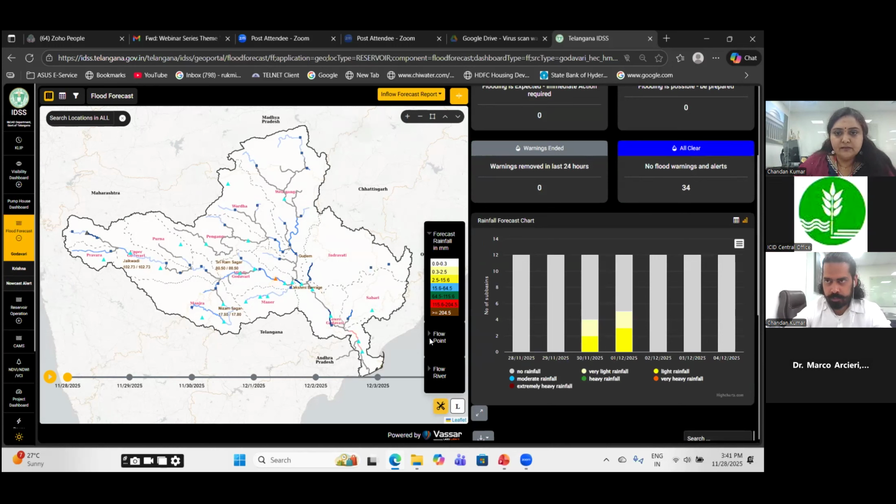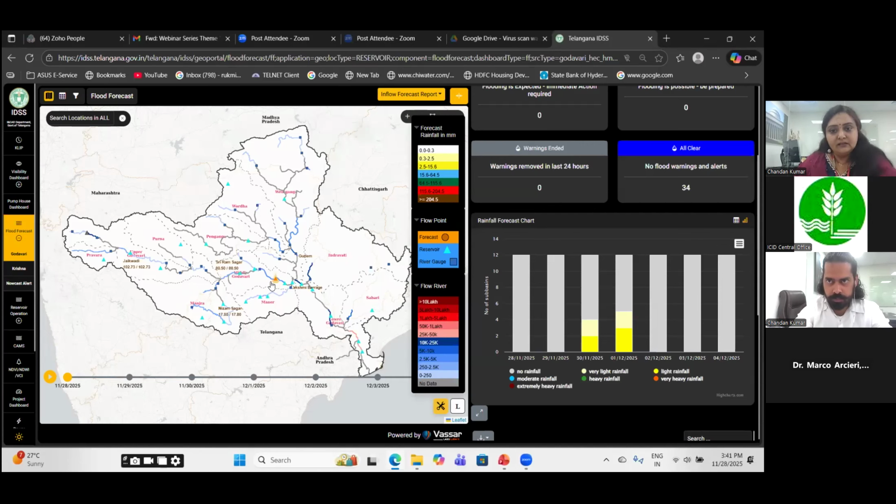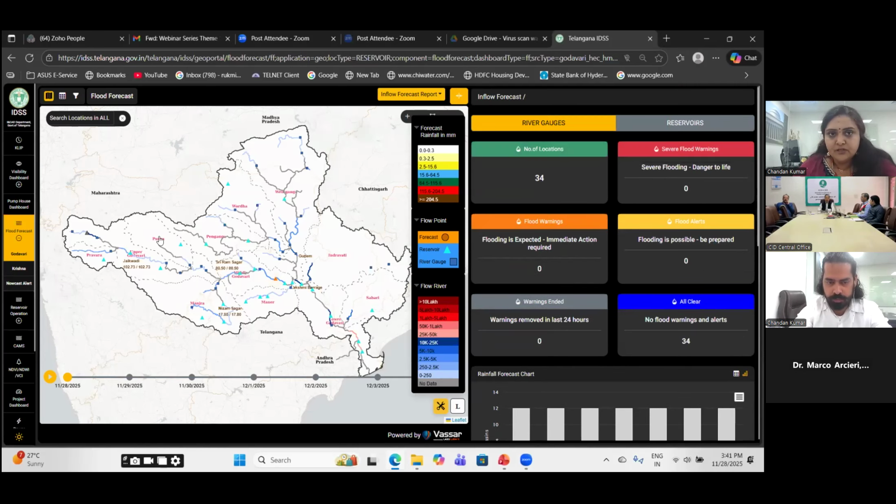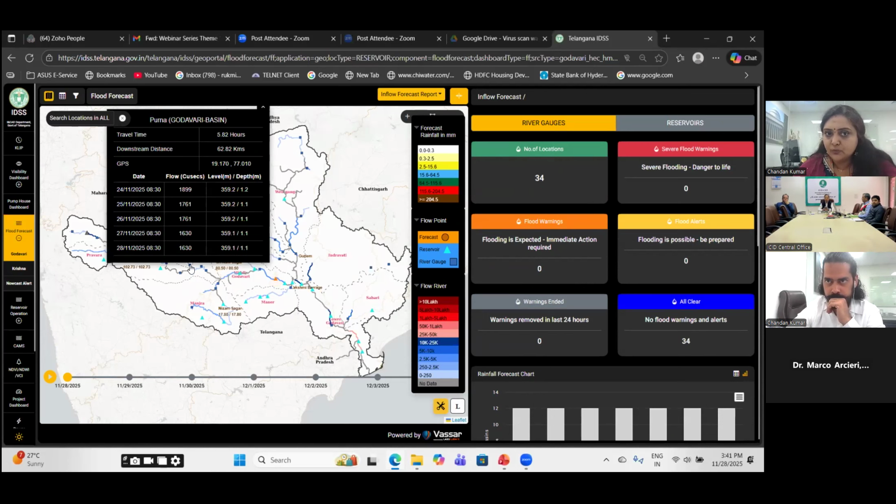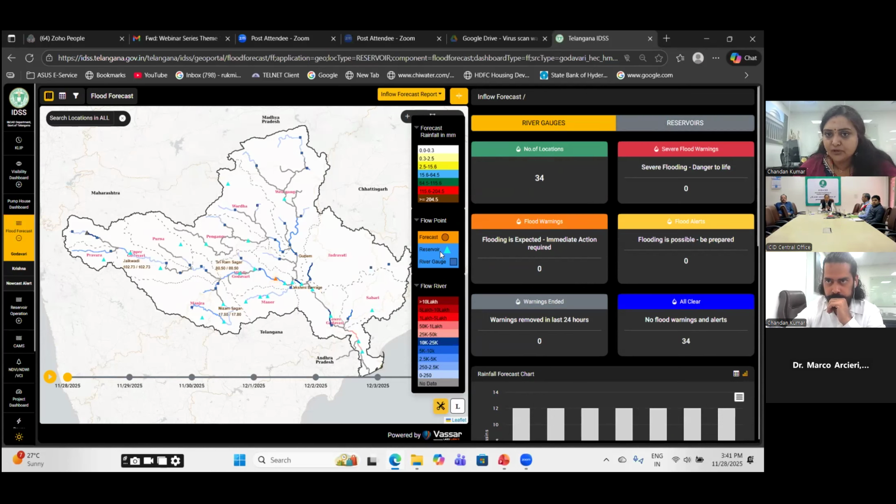Before that, I'll show the legends because we can correlate the legends with the colors which have been changing over here. So this is the flood forecasting dashboard, and we have the river gauges. These are river gauges you can see, which are in square shape. We have the reservoirs, which are the triangles. Now we have 34 locations of these river gauges. Right now I have selected river gauges, that is the square ones, and we have 0 flood warnings in the river gauges.